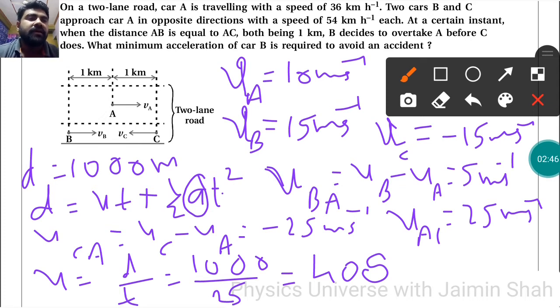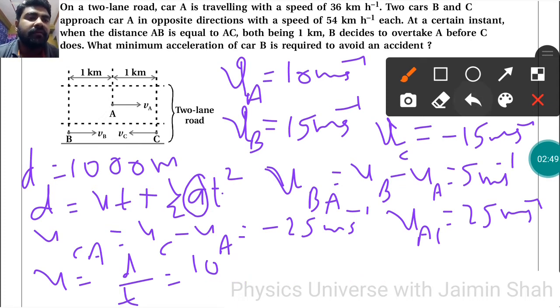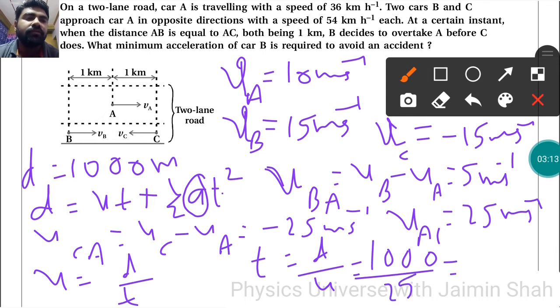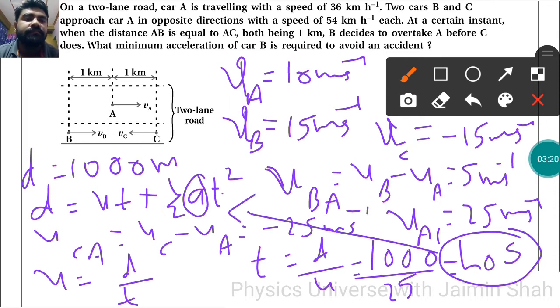So here we have found T by subjecting T, we will get T is equal to D by U. What is D? 1000, and U is 25, so that will be 40 second. Now 40 second, we have to put in this equation.